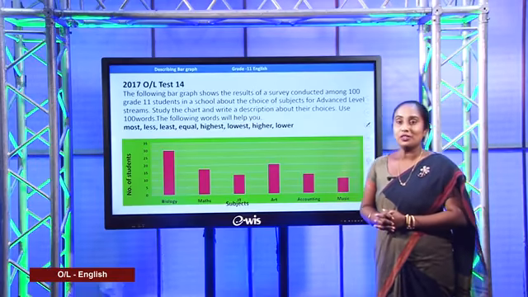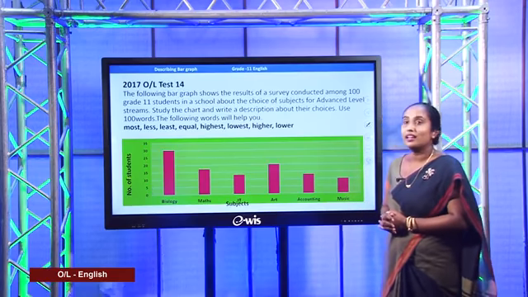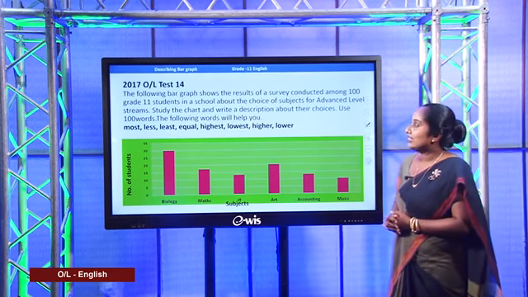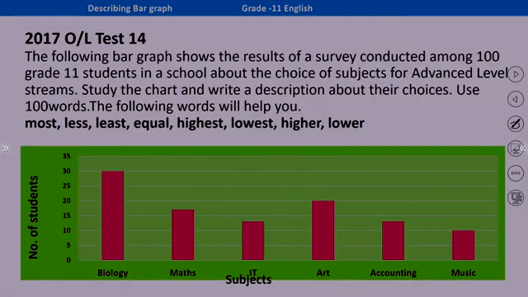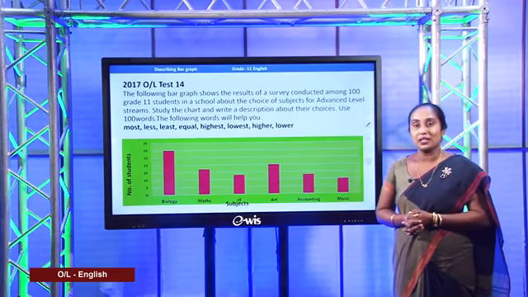How many words you have to use? You have to use 100 words. The following words will help you. Most, less, least, equal, highest, lowest, higher, lower. Okay children, now you know how to start writing and what is the second sentence and what is the third sentence and how to start the second paragraph. Like that you know the things, right? Now shall we start writing? Yes, it's your time.